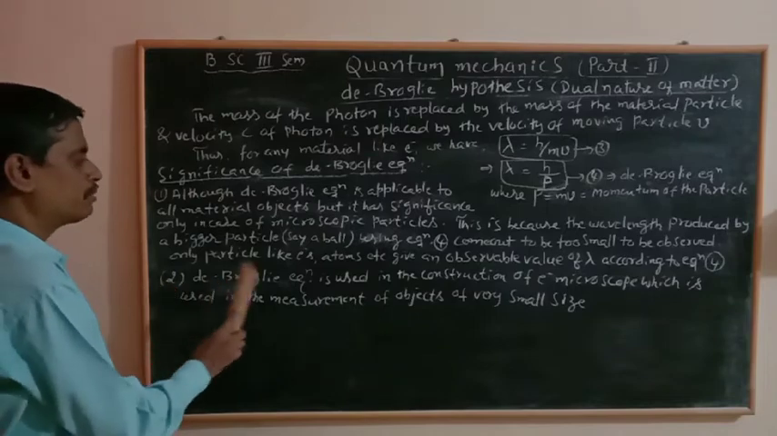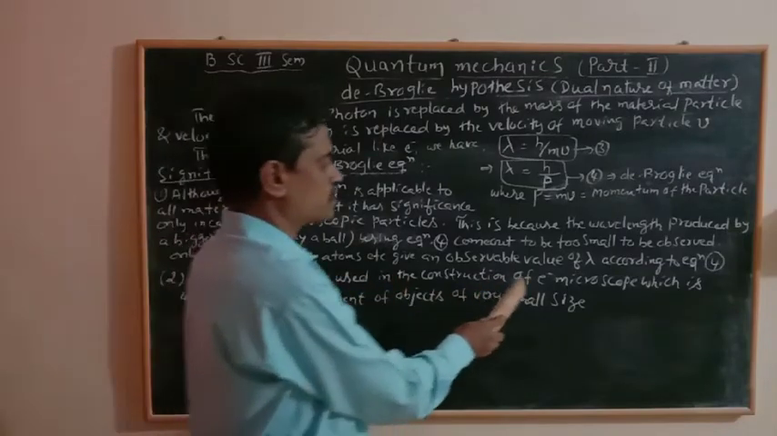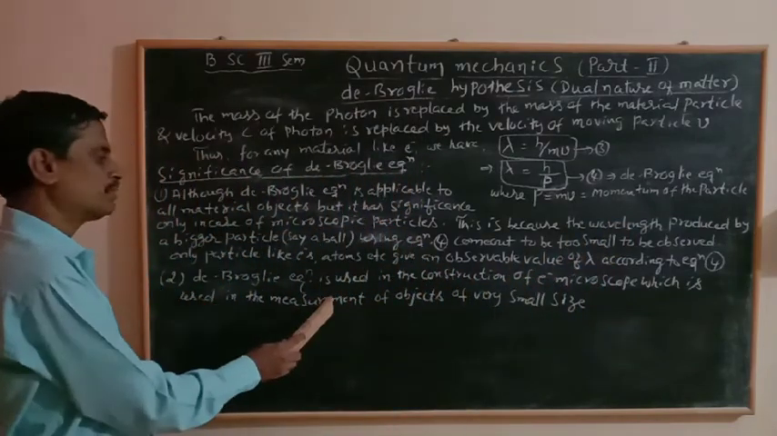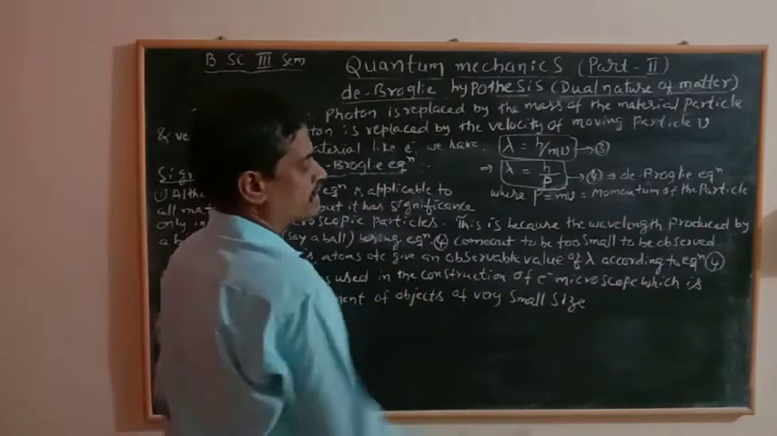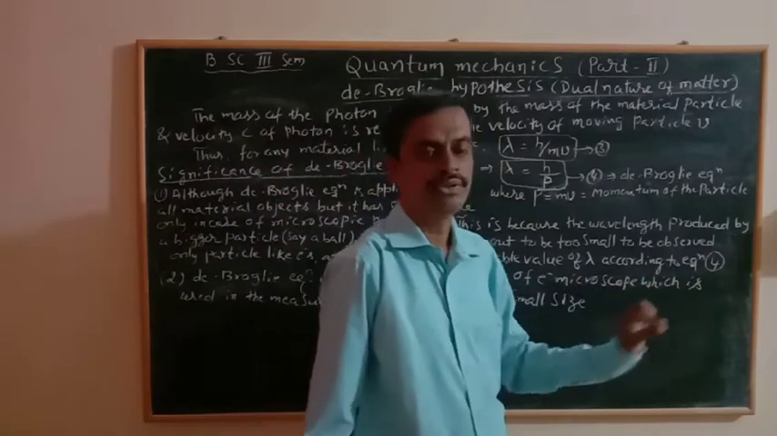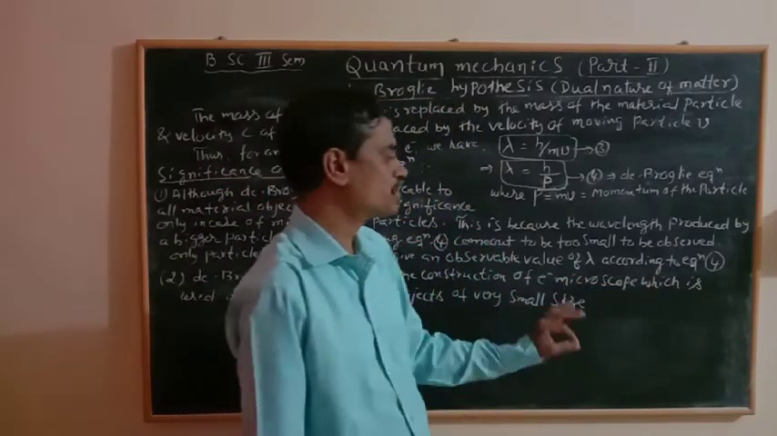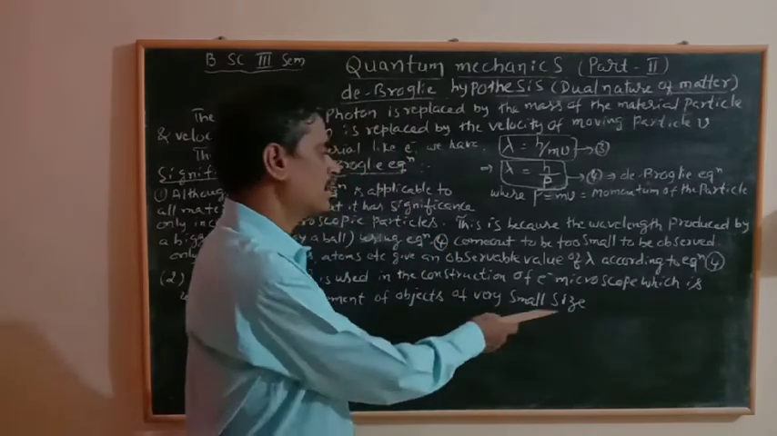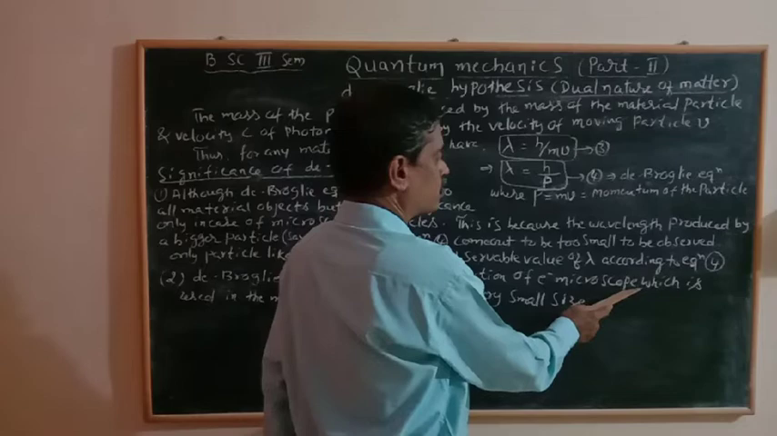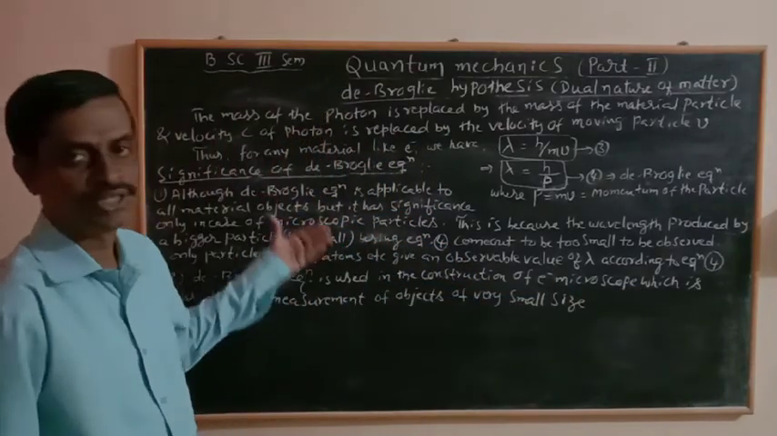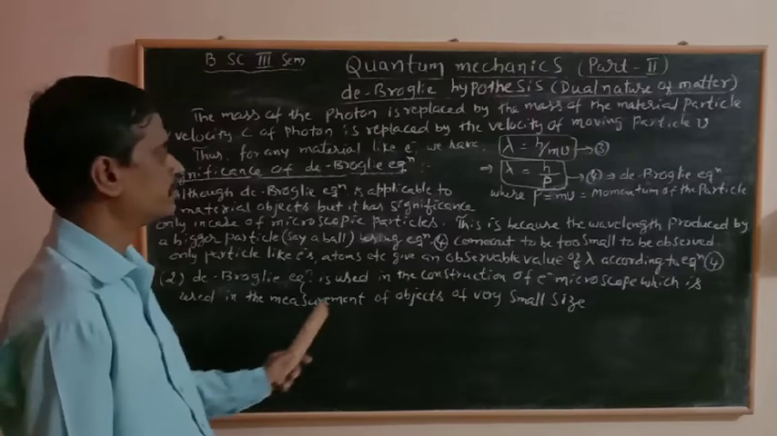Second is, the de-Broglie equation is used in the construction of the electron microscope, which is used in the measurement of objects of very small size. You know the use of this electron microscope for the determination of movements or the position of particles like electrons, photons, like that. So the invention of this electron microscope is due to the explanation given by de-Broglie. This is a very important significance of the de-Broglie equation.